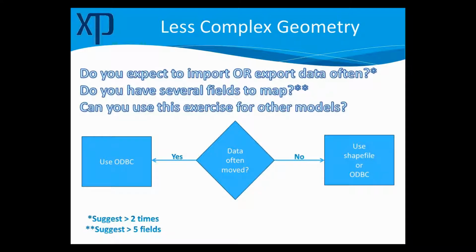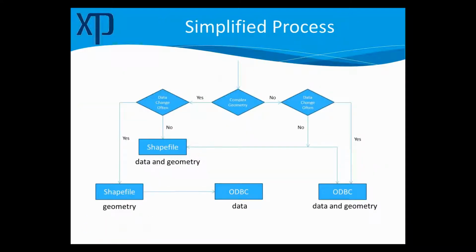So if I show that on just one screen starting at the top middle, again the questions, complex geometry, and then how often am I moving my data, you can see that I can choose a shapefile for both data and geometry. I can choose a database or a flat file for both data and geometry, or I can actually split it up and use the strengths of one and the strengths of another.